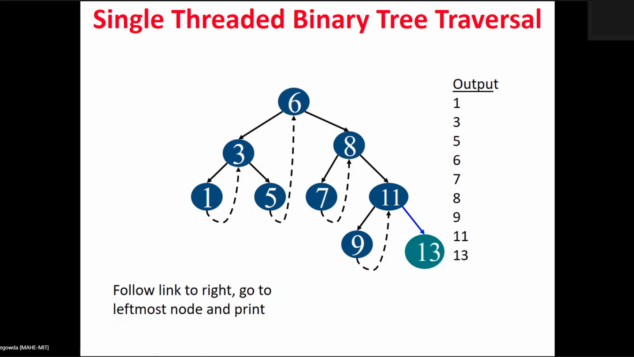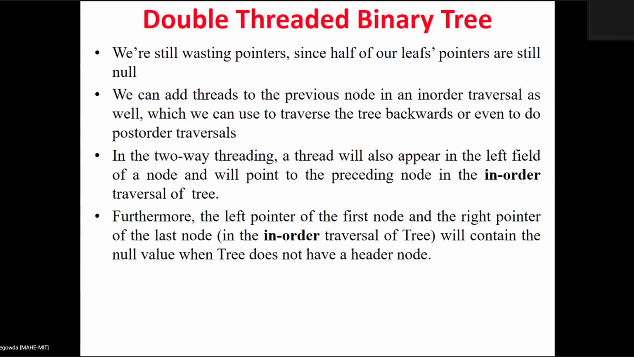So this is how we can get the tree traversal output by making use of the threads. This is an example for in-order traversal output. So this way we can visit all the nodes in the binary tree.